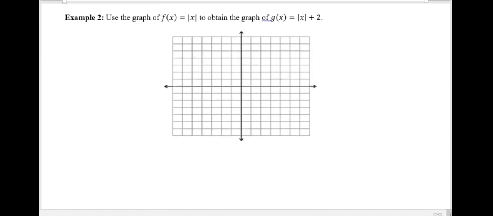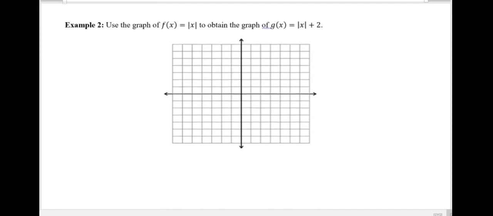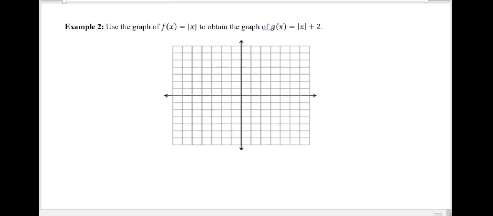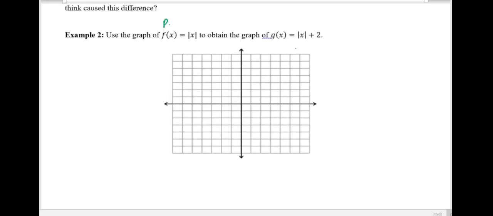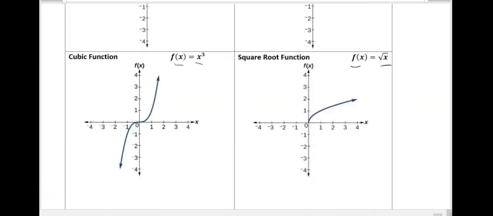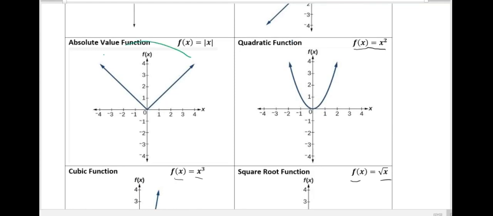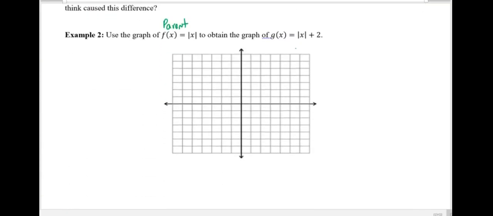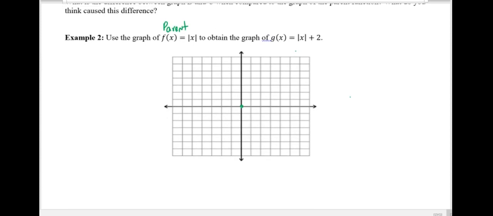So let's look at this one here. Use the graph of f of x equals the absolute value of x. The first thing is to identify the parent function. And this is my parent function here, and to have an idea what the graph is going to look like. So this is what my graph will look like. I'm going to go ahead and plot that here. So it's a V shape.